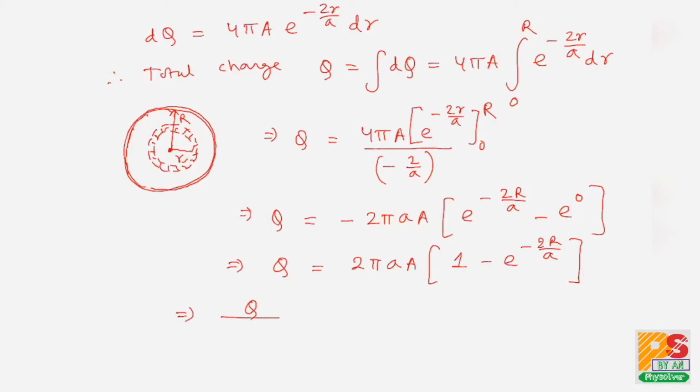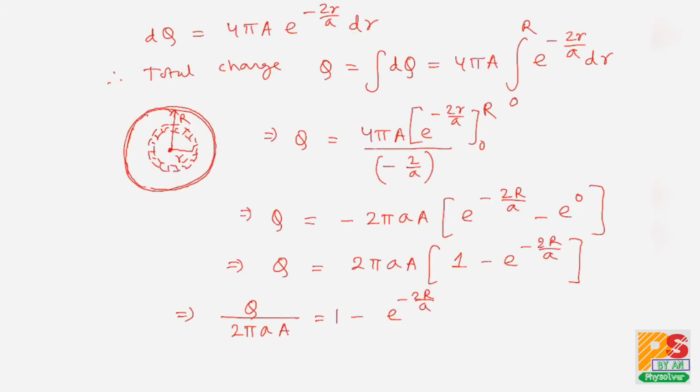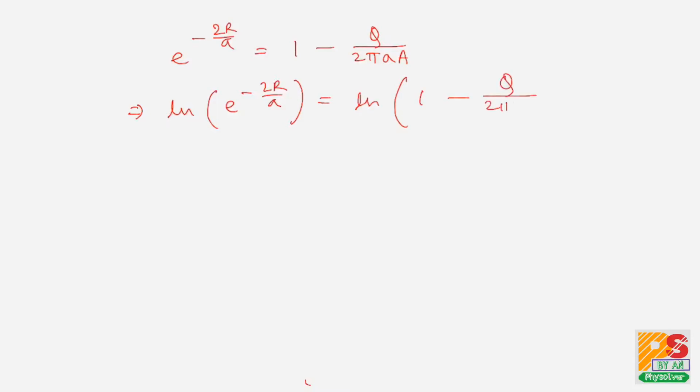Now in the question they ask you for capital R. Therefore I can say, proceeding to the next slide, e to the power minus 2R by a equals 1 minus Q by 2 pi small a capital A, right or wrong? Therefore taking log on both sides, here I take natural log, that is log to the base e.